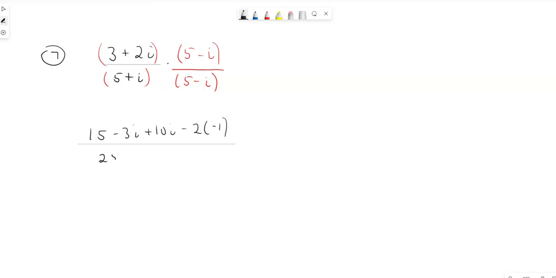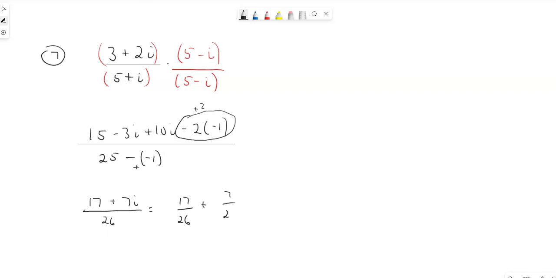Down the bottom, 5 times 5 is 25. Outside, inside go away, because I'll get a negative 5i plus 5i. Just watch your signs here. Minus i squared. Well, i squared is negative 1. Right, up on the top here, negative 2 times negative 1 is positive 2. 15 plus 2 is 17. 10i minus 3i is 7i. Down the bottom, 25 plus 1, 26. So I get 17 over 26 plus 7 over 26i.